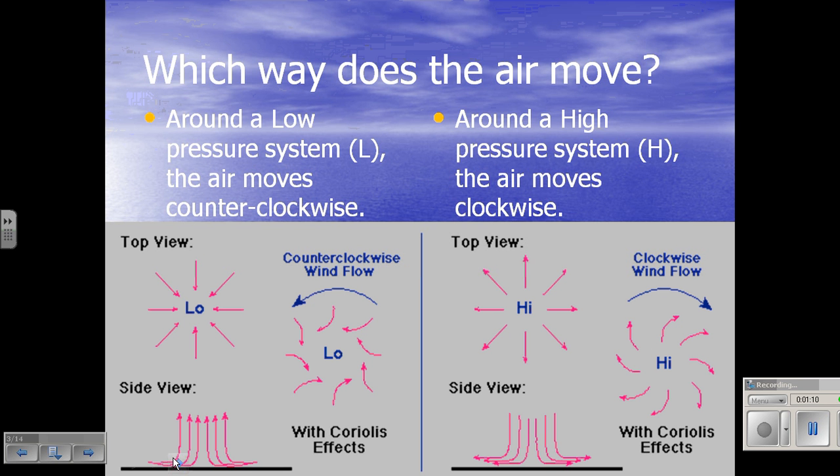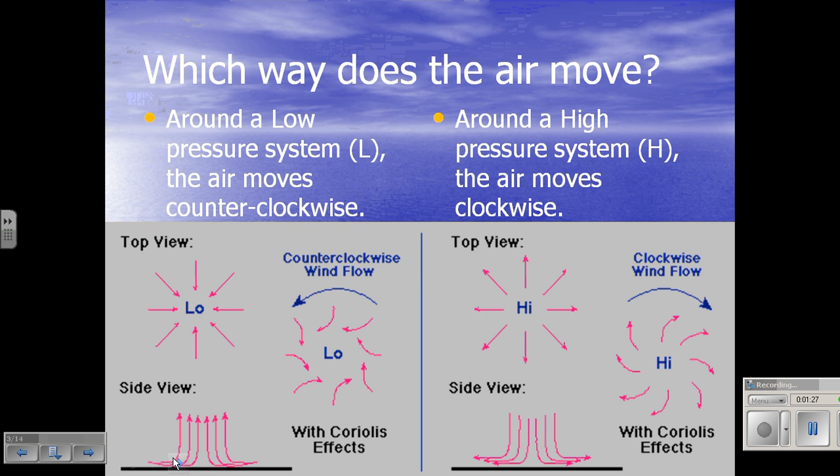Remember in the high pressure system, we have the air that's descending, and so it's actually going down towards the surface, and then it's spinning. And it's because of the Coriolis effect, remember, that's why the air actually spins. That's why it doesn't just go straight down and move straight out. It actually spins as it goes down.